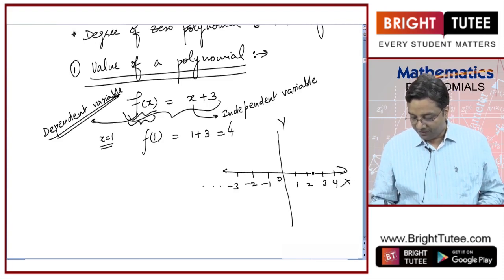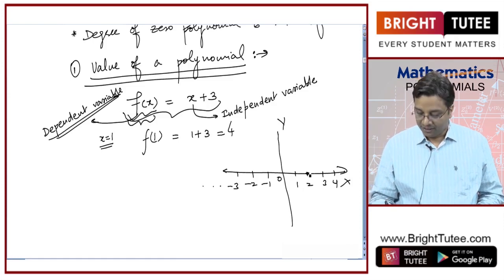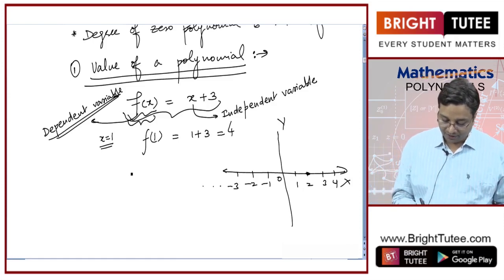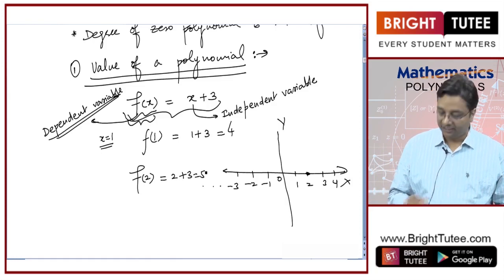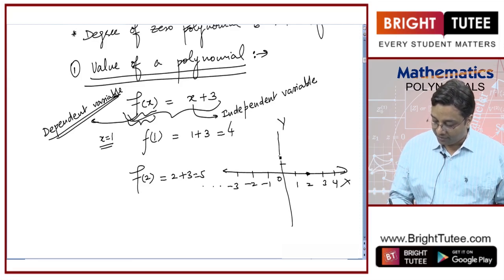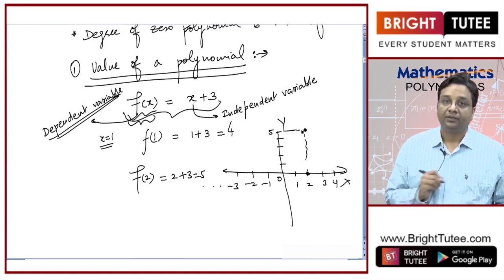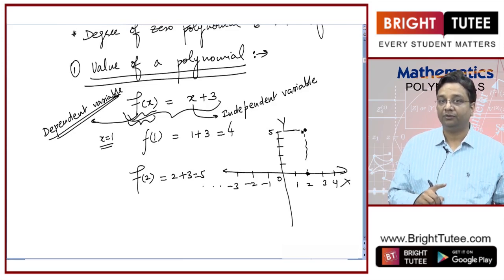If I take, let's say, any value of x, I take 2 here, right? If I put 2 in this expression, it will give me f of 2 equal to 2 plus 3 equals 5, right? When I put 2 in this expression, it will give me 5. So the point will be here, right?